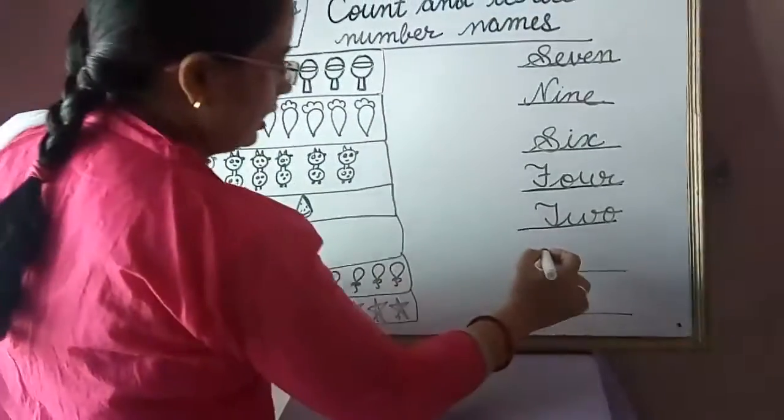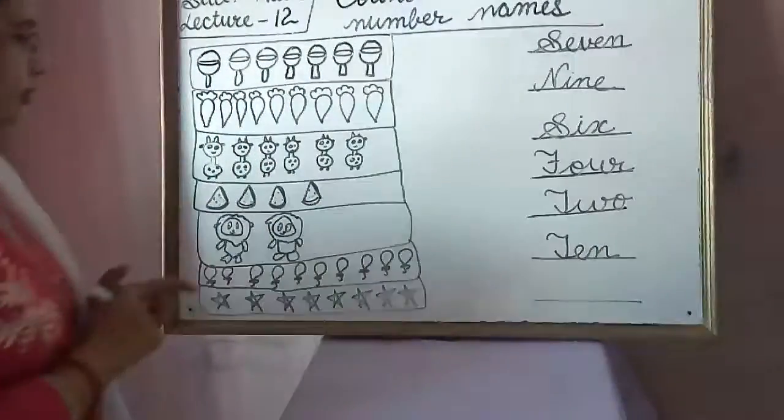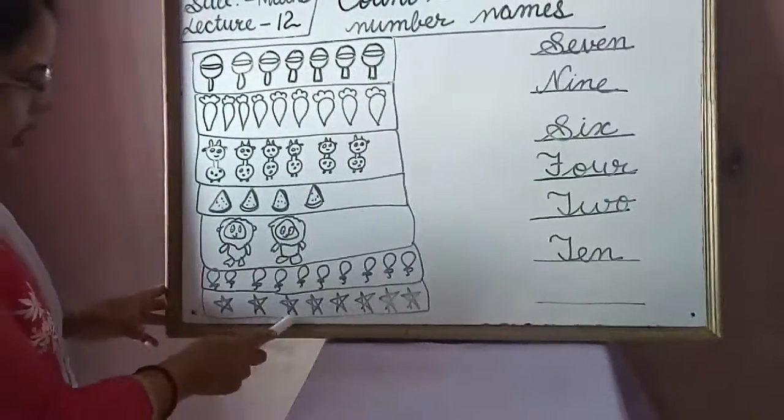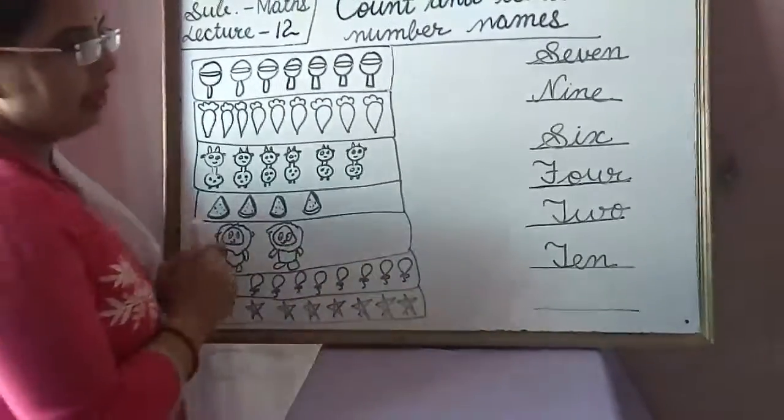Okay. 1, 2, 3, 4, 5, 6, 7, 8, 9, 10. So write here 10. T-E-N, 10. 1, 2, 3, 4, 5, 6, 7, 8. So write here 8.